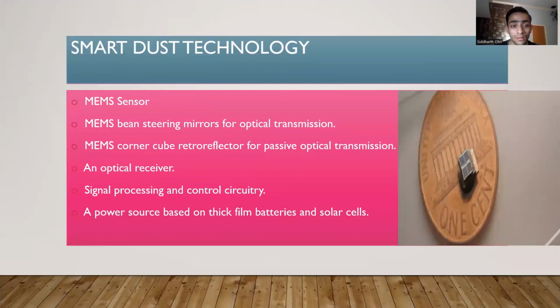Now we would be seeing the technology used in smart dust. The sensors, beam steering mirrors for optical transmission, corner cube retroreflector for passive optical transmission, an optical receiver, signal processing and control circuitry, a power source based on thick film batteries, and solar cells.